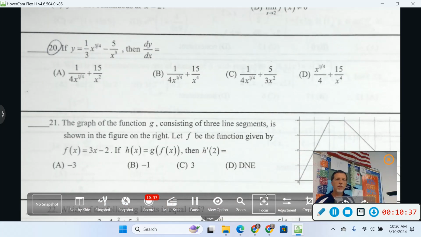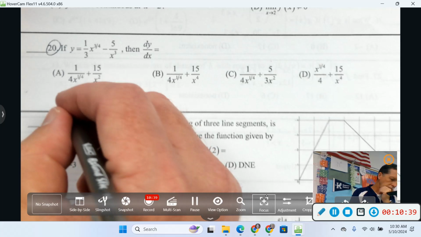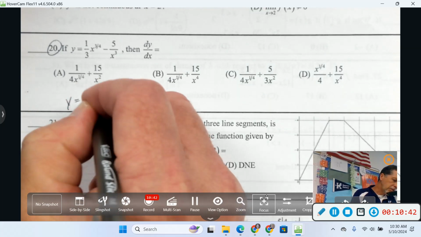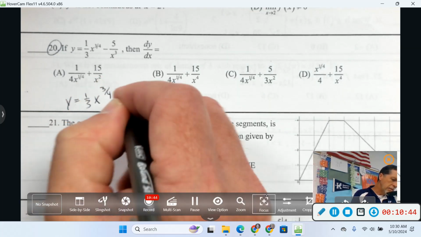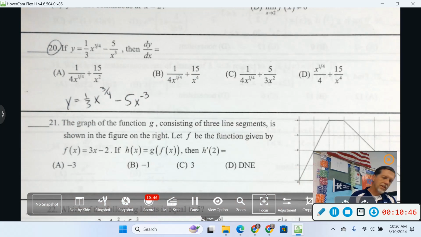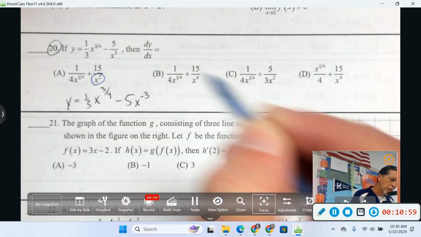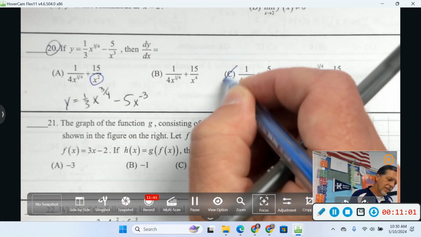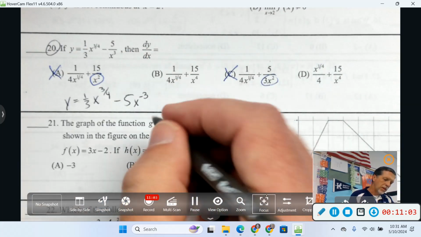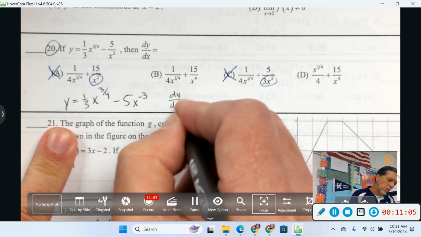Number 20. Relatively straightforward derivative problem, but I am going to rewrite that x to the third in the bottom as x to the negative 3. Some people do that in their head, but they usually end up with an x squared in the bottom because they reduced the power by 1. But if you rewrite it like this, you won't make that mistake.